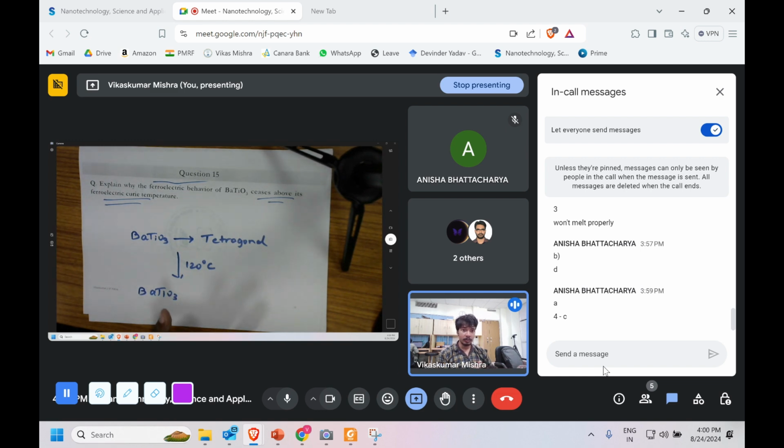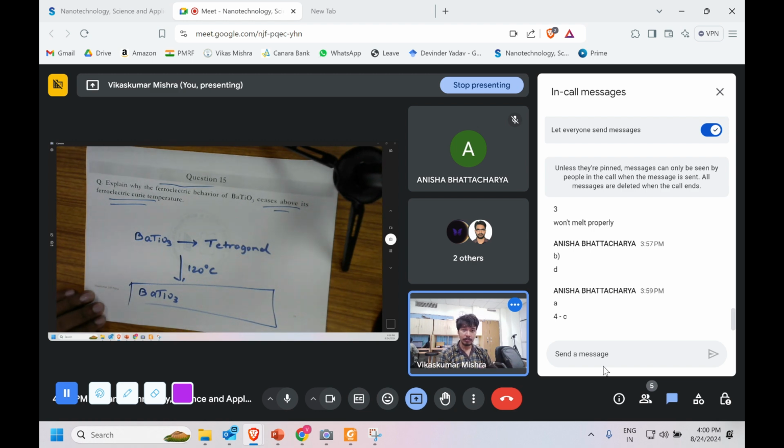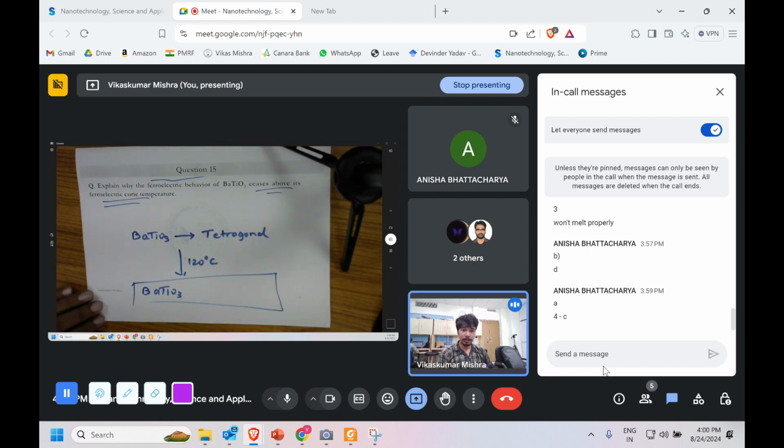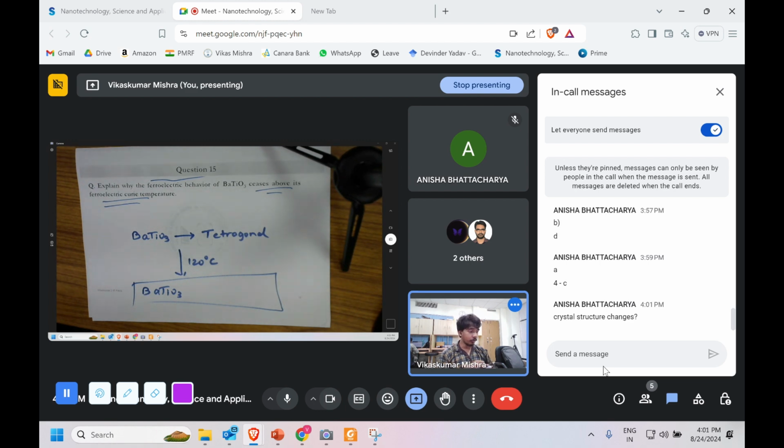This is what scientists do, right? They get some problem, they operate under certain conditions, and then they try to think about what might have happened, why this is the case. So let me tell you, the crystal structure changed, yes, that is the right answer. So the crystal structure has changed.